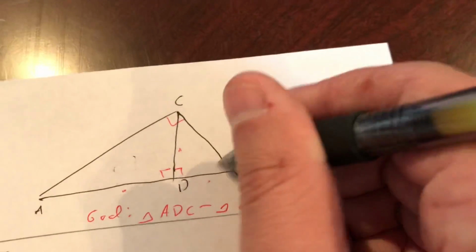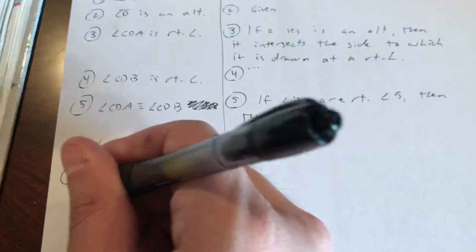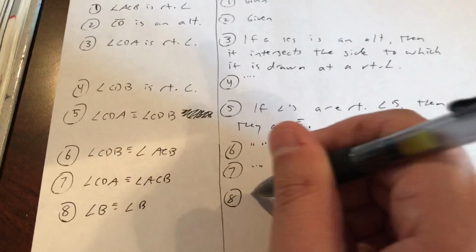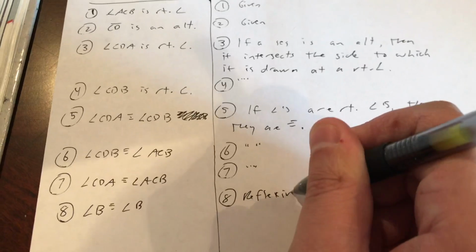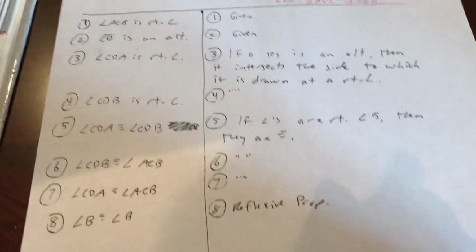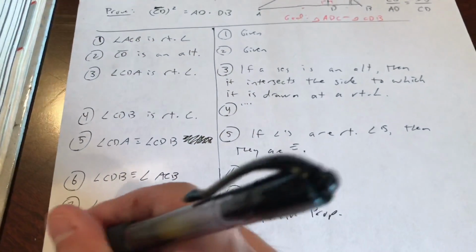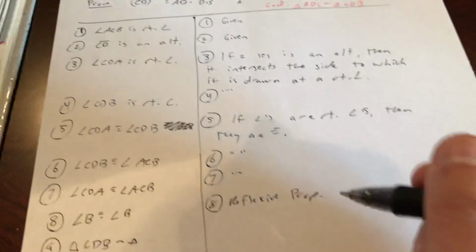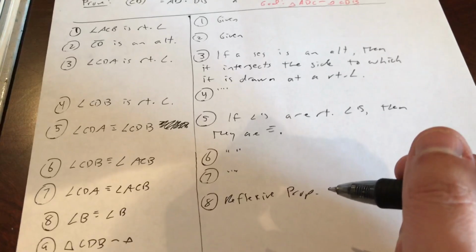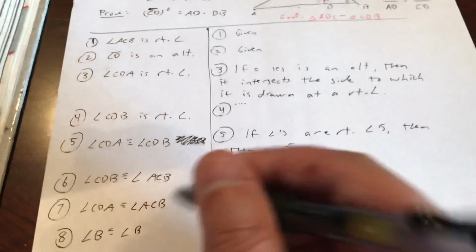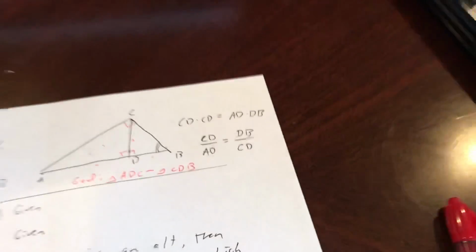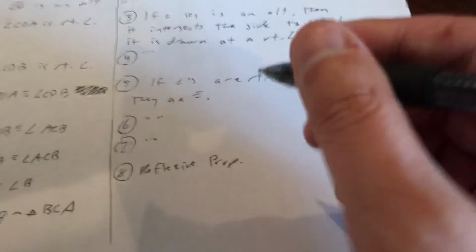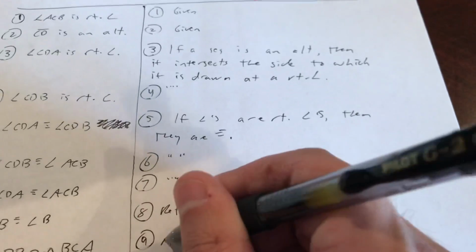They both share angle B, all right? So angle B is going to be congruent to angle B by the reflexive property. And so that's going to make those two triangles similar to each other. Triangle CDB is going to be similar to triangle, let's see, that'd be BCA, I think, is the big triangle. So CDB and BCA, okay? And those are similar by angle.